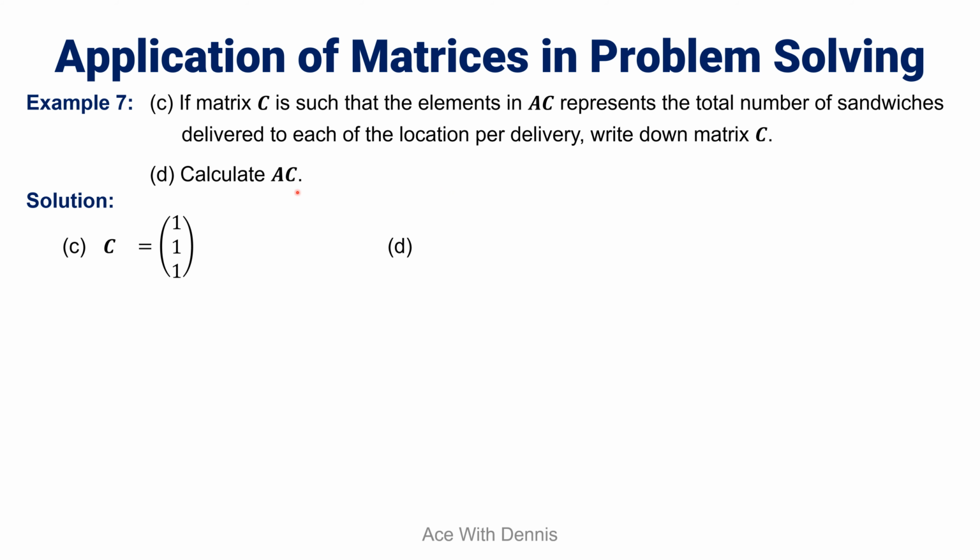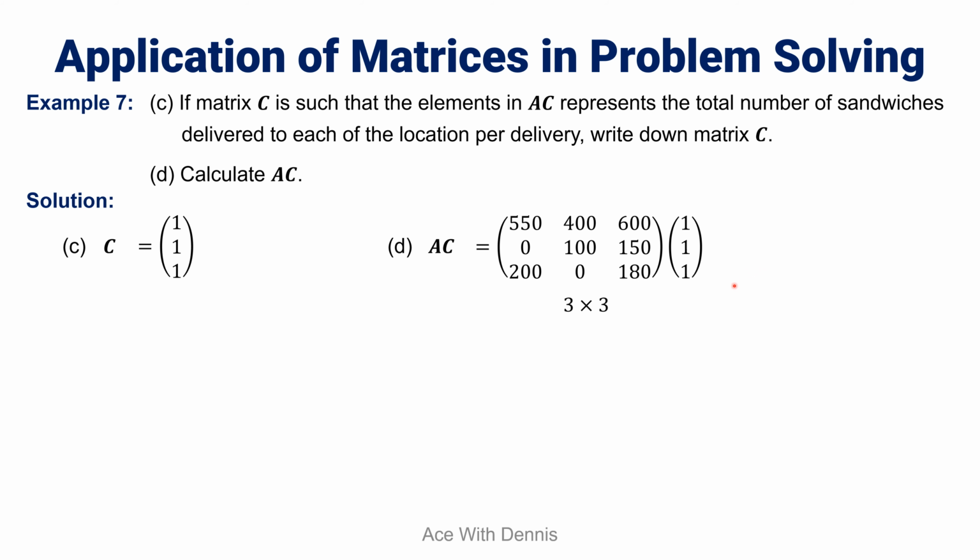For D, what will happen if matrix A is multiplied by matrix C? This is what it looks like. This is matrix A times matrix C. The order for this matrix is 3 times 3, and the order for this matrix is 3 times 1. Now to multiply these two matrices together, this row multiplied with this column, we have 550 times 1 plus 400 times 1 plus 600 times 1.